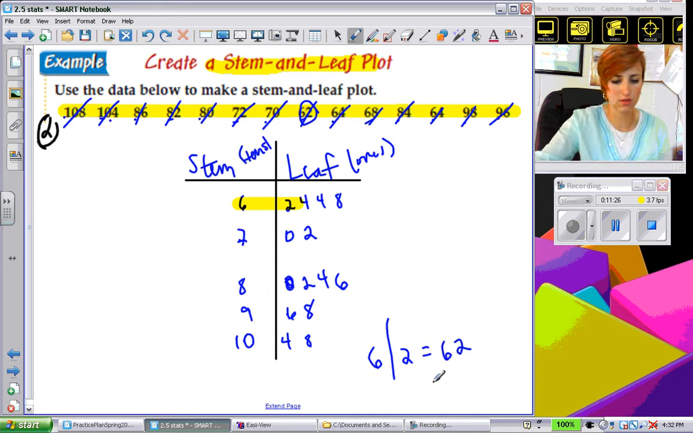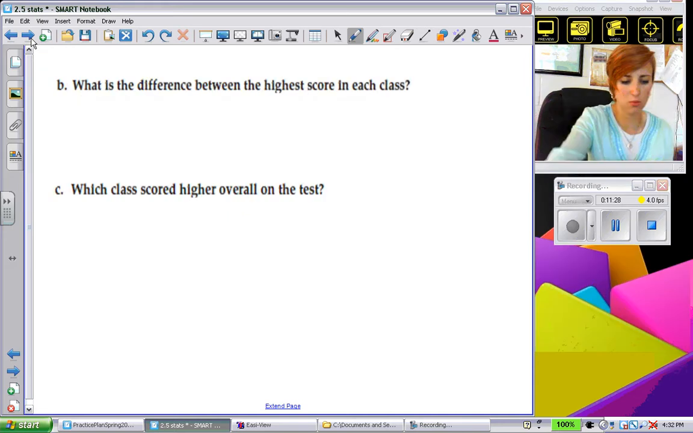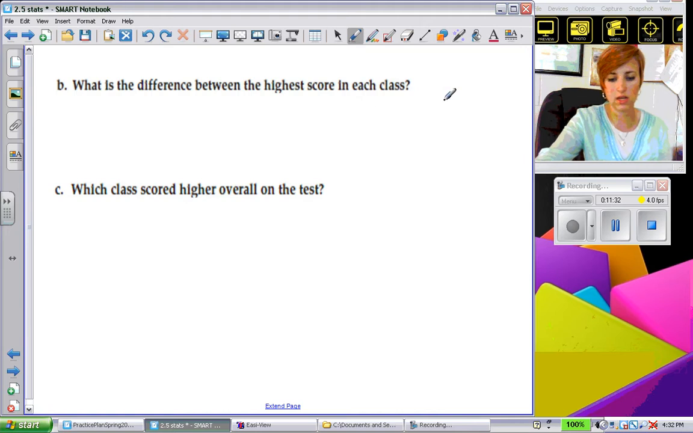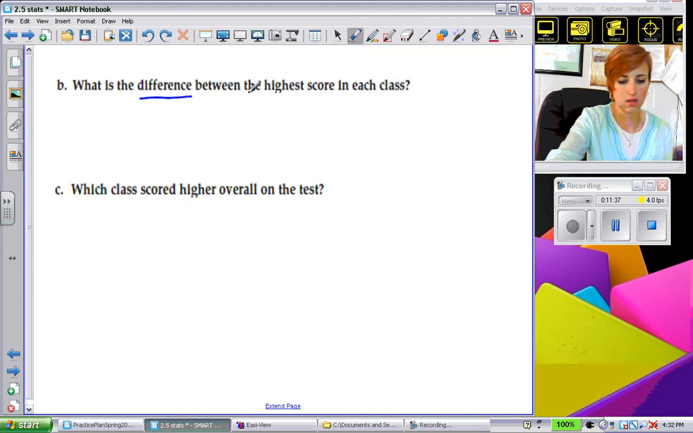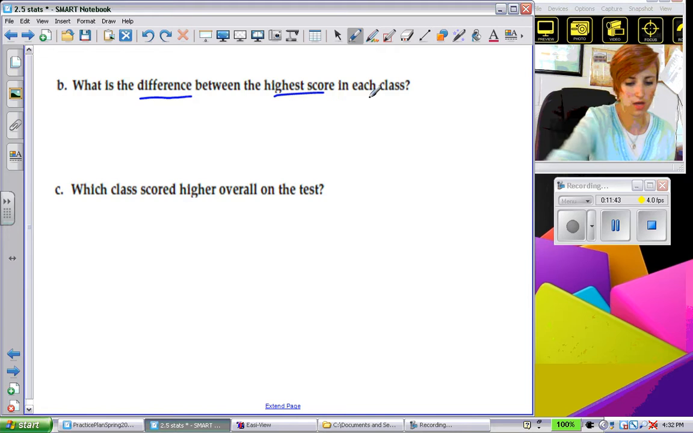Now, for this stem and leaf plot, we're going to be asked just a couple more questions, like what is the difference between the highest score in each class? So difference means we need to subtract between the highest score, okay, and it should say the lowest, so I don't know what's wrong with that one, in class.